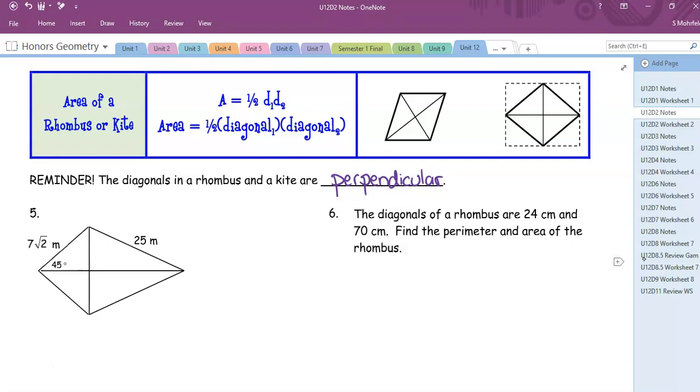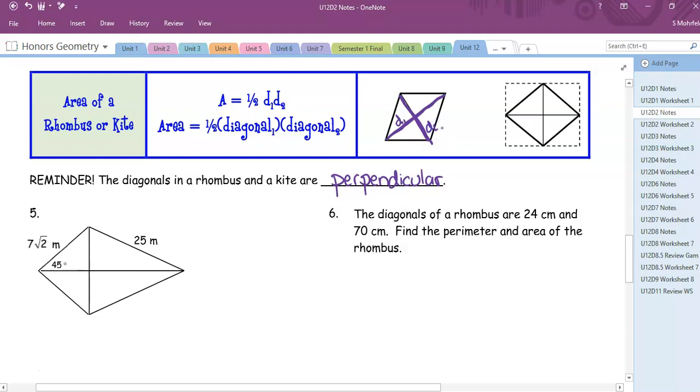The diagonals, area equals 1/2 diagonal 1 times diagonal 2. So just remember, the diagonals are the ones that go all the way across from one vertex to another. So that would be D1. This guy over here, D2.